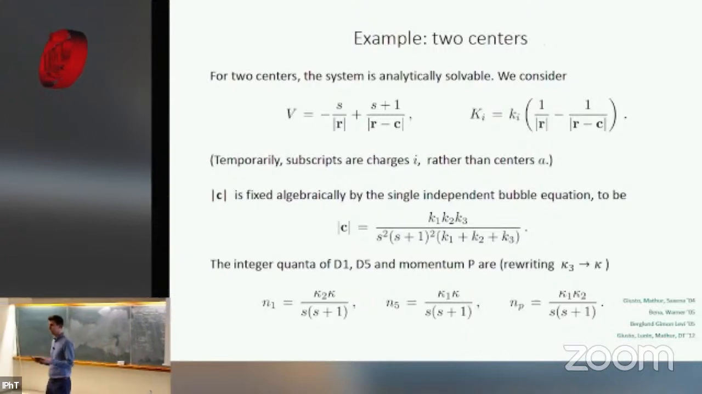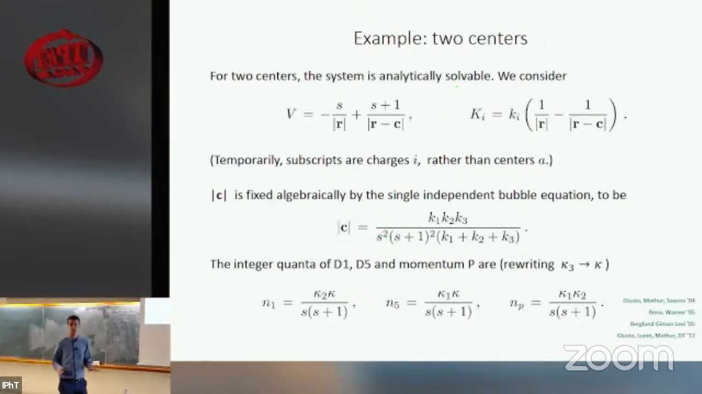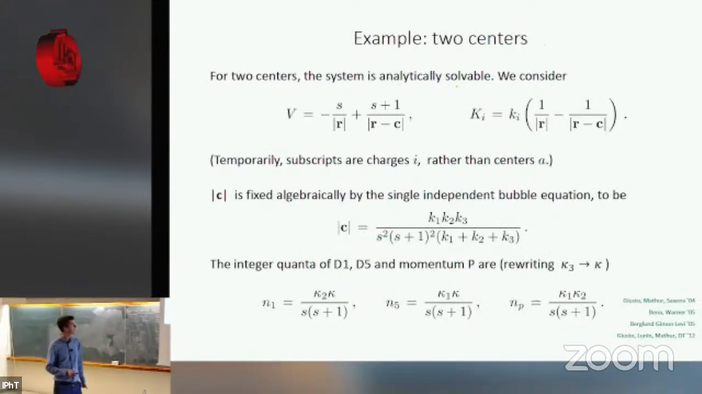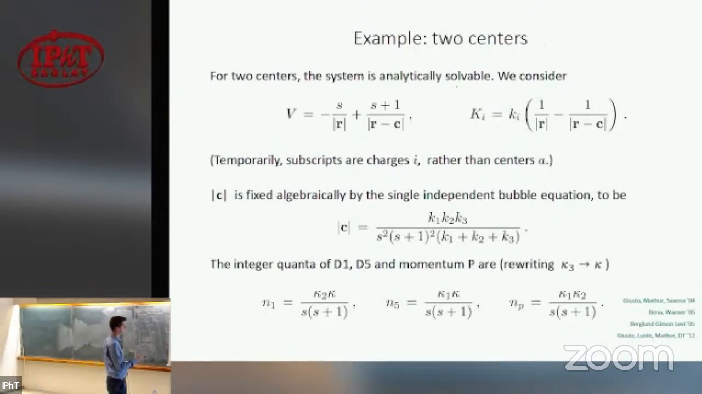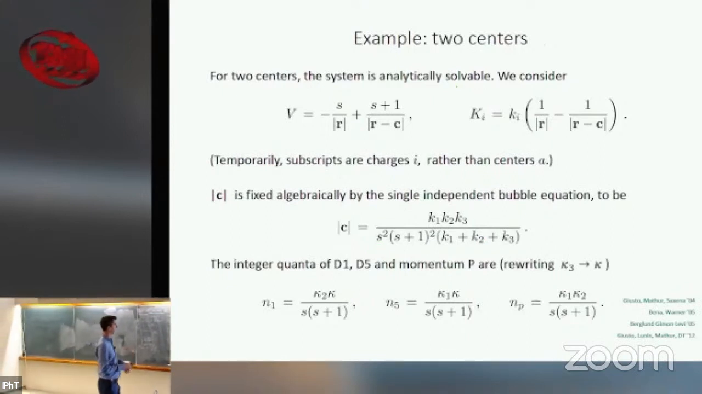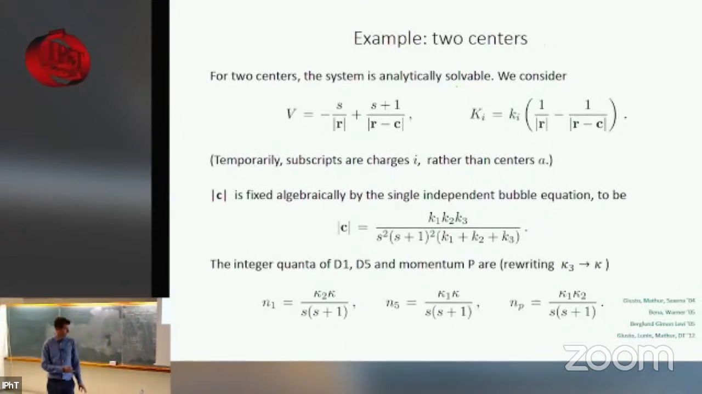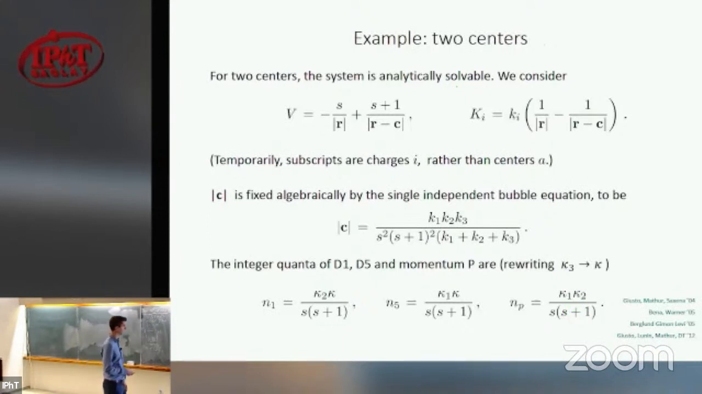Okay, so because it's only two centers, we can solve everything on pen and paper. And this distance between the two centers is completely algebraically fixed by the one independent bubble equation in terms of this data of the flux parameters k and the Gibbons-Hawking charge s. And from this data, after we implement the quantization conditions to pass from the dimensionful flux parameters k to the integer flux parameters kappa, we get relations for the integer numbers of one branes, five branes, and momentum in terms of the four independent parameters of the s, kappa 1, kappa 2, and kappa 3, which I'm going to rename kappa just for the next slide's purpose.